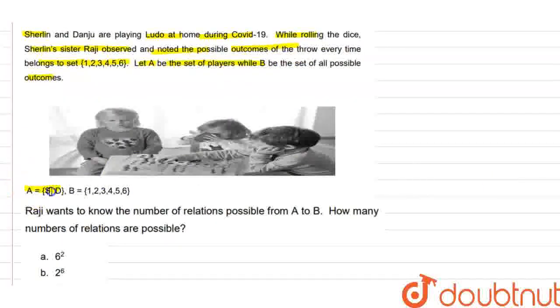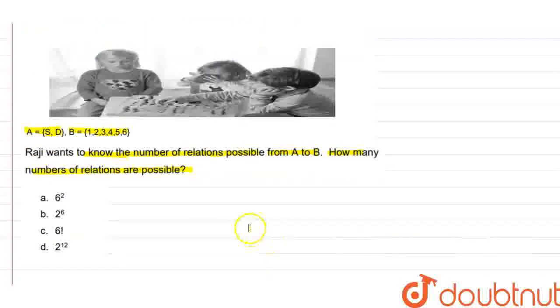A is the set of the players, that is Sherlin and Danju, and B is the set of the possible outcomes 1, 2, 3, 4, 5, 6. Raji wants to know the number of relations possible from A to B, and how many relations are possible.